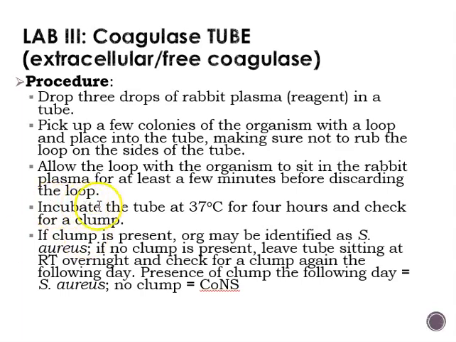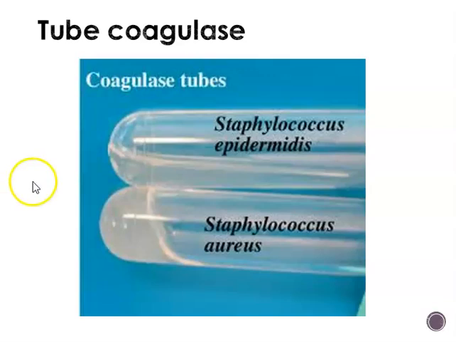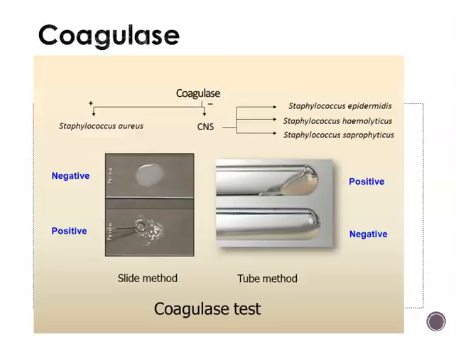It does require an incubation step, though, like I said, and then in our results, we're looking for a clot, which indicates Staph aureus. So you can see, this is a liquid reagent that's been dropped into the tube. It's been incubated for a few hours, and then if you turn it on its side, in the negative reaction, the liquid will run up the side of the tube. The positive reaction has formed a clot, so it will not.